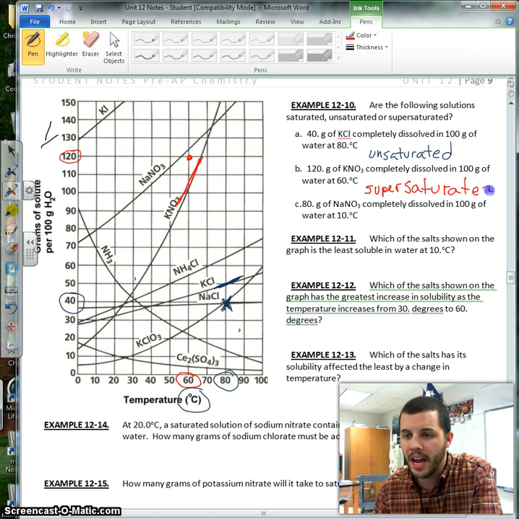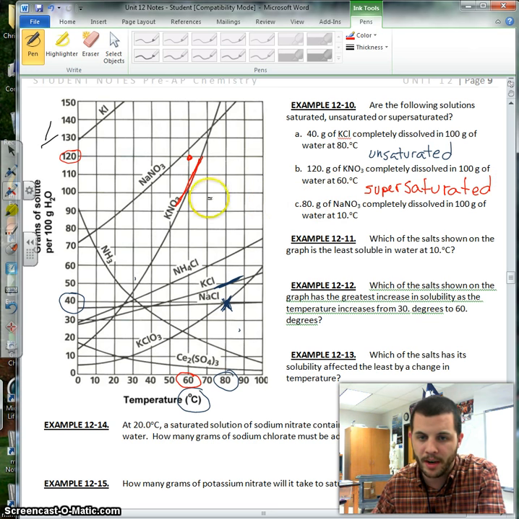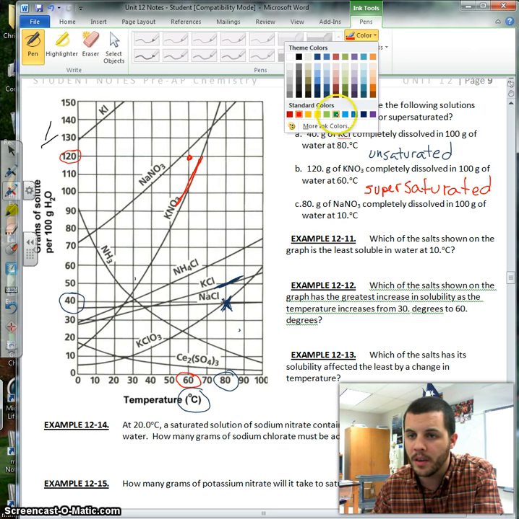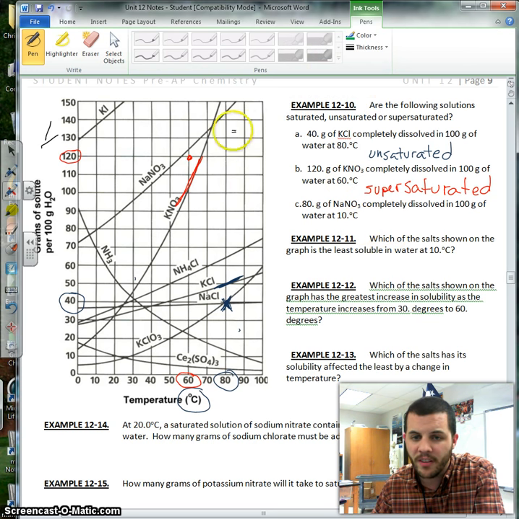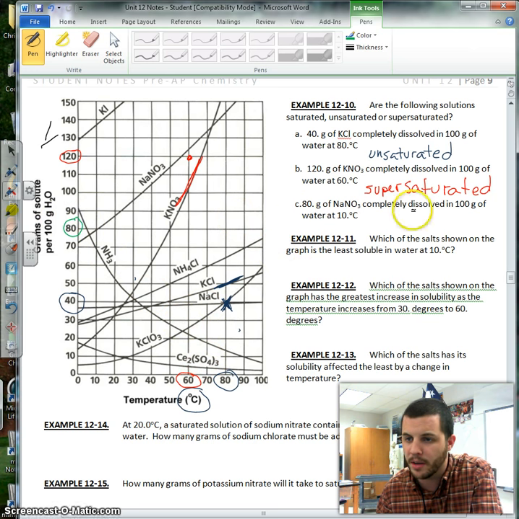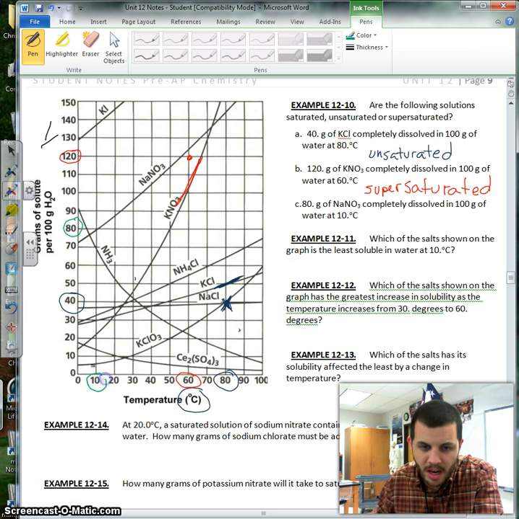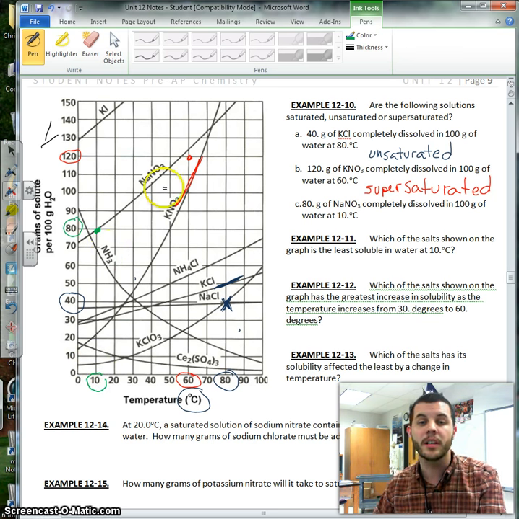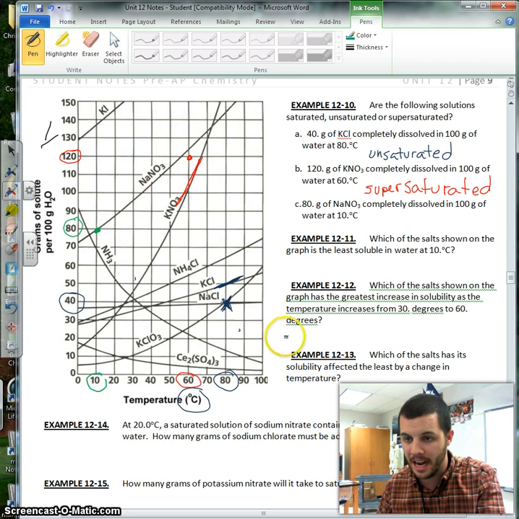My next problem, I have 80 grams of sodium nitrate. My sodium nitrate is this line right here. So what I want to do now is say, okay, if I've got 80 grams, so 80 is right here. If I have 80 grams of sodium nitrate completely dissolved in 100 grams of water at 10 degrees Celsius, which is here, I'm just going to jog right up this, and I see that my point is directly on the line. Since it's directly on the line, that means that I am saturated.